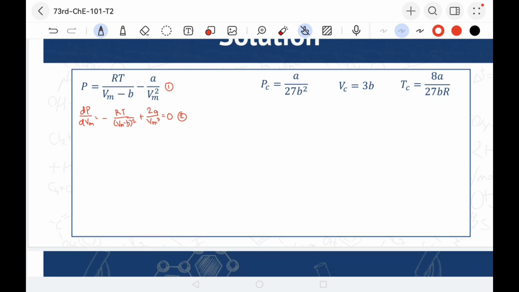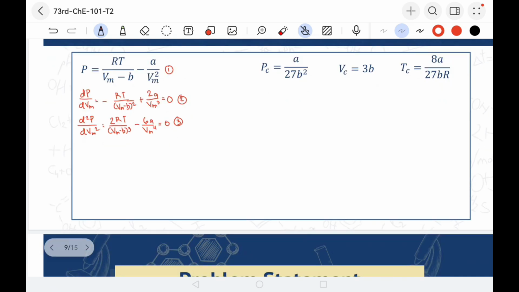Let's now get the second derivative of this equation. So we have the second derivative is equal to 2RT over (Vm minus B) cubed minus 6A over Vm to the 4th. And we can also equate this to 0 as it is also an inflection point. Let us label it equation 3.